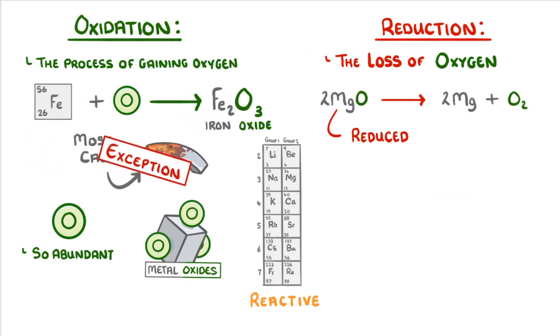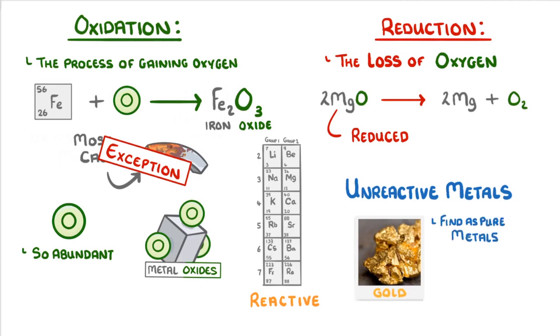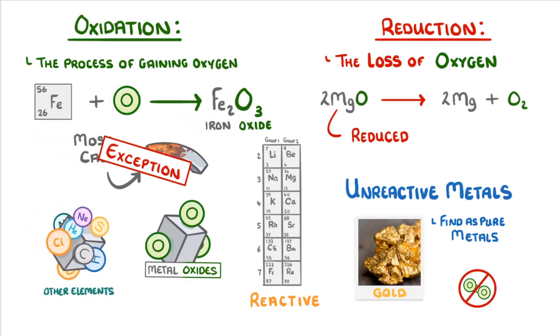The exception to this rule is the really unreactive metals, like gold, which we often find as pure metals, because they're too unreactive to react with oxygen. Remember that we do find metals bonded to other elements as well, but being bonded to oxygen is the most common, and you need to know how we can remove this oxygen to get a pure metal.